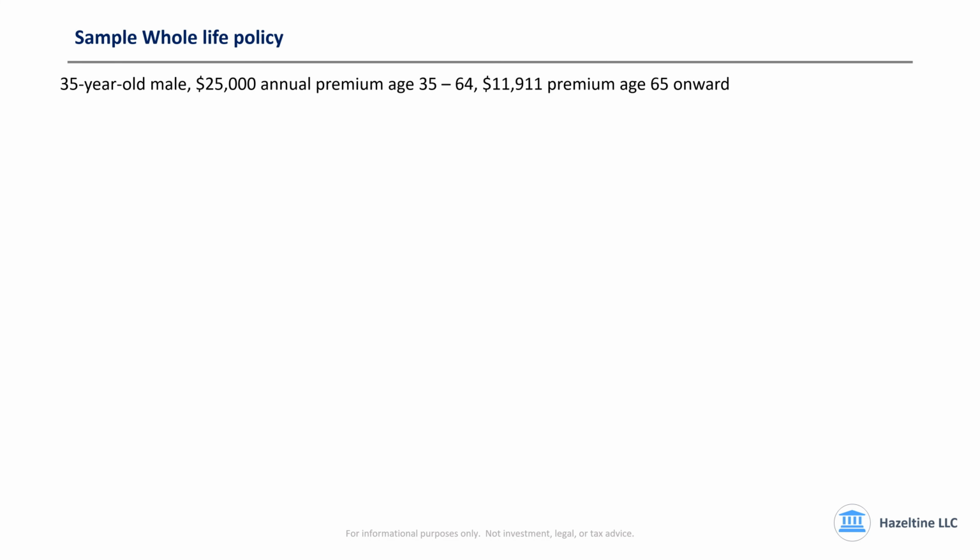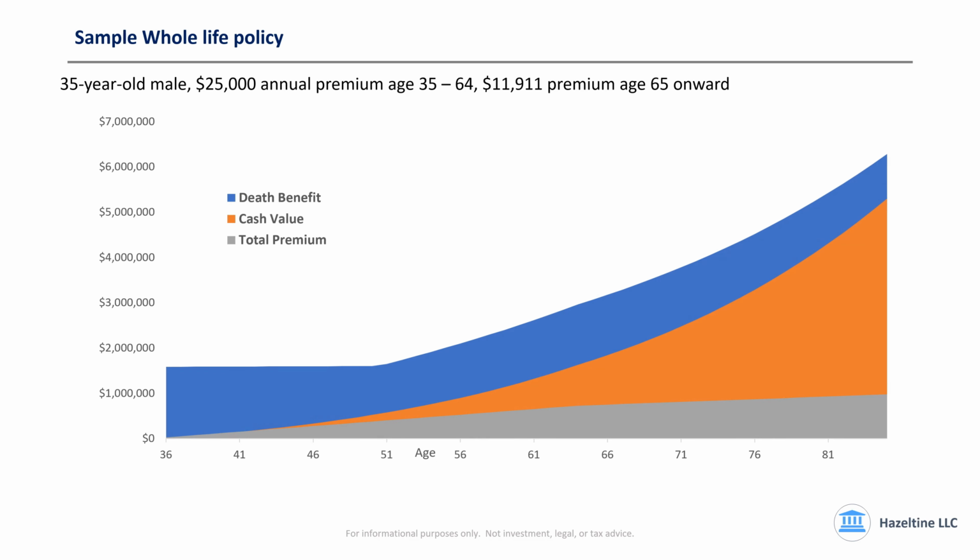This is just an example, but I think it shows, with a generic whole life insurance policy, what whole life can do at a glance. So, this is a policy on a 35-year-old male. We're paying a $25,000 annual premium until age 64, and then roughly a $12,000 premium from age 65 onward. And here's a summary of how the values of the policy grow.